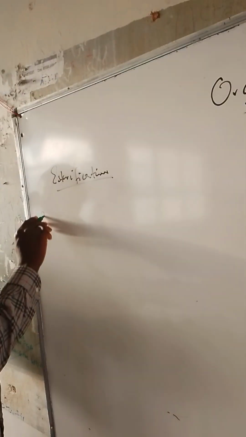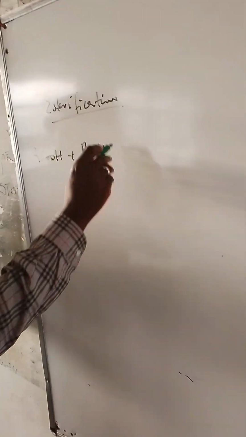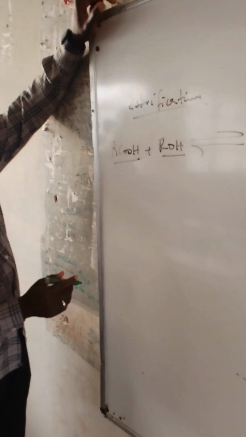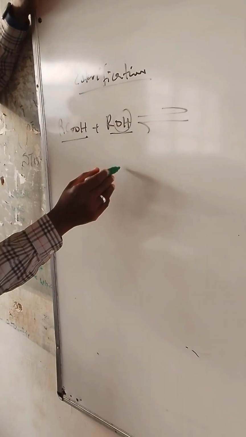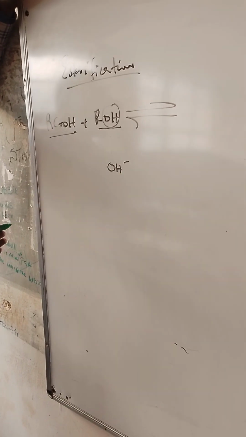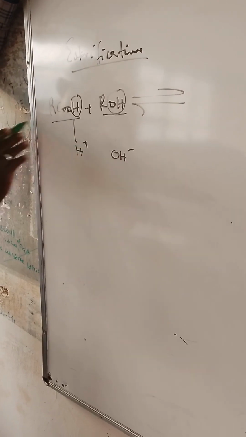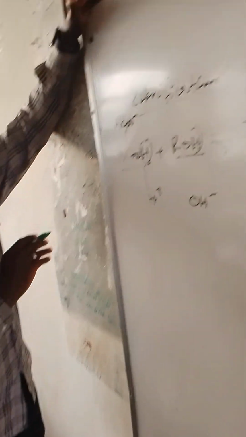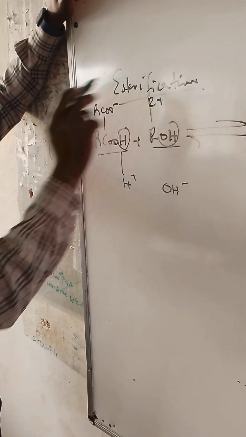For instance, if we have RCOOH plus ROH, under a reversible reaction, this is alkanoic acid and this is alcohol. How would the reaction be formed? What happens is this: you are going to remove OH here, bring it down, you have OH minus. You are going to remove one hydrogen here, bring it down, you have H plus. What you have here is RCOO minus. This one will be R plus.